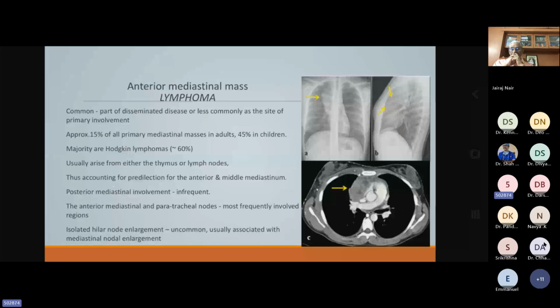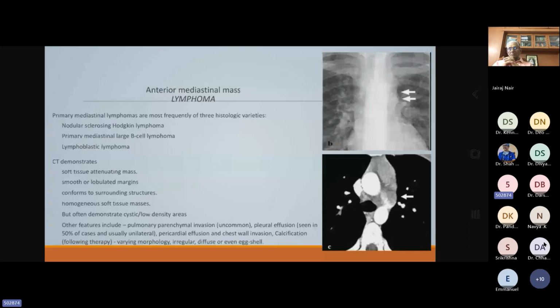Posterior mediastinal involvement is infrequent. The anterior mediastinal and paratracheal nodes are most frequently involved in the case of lymphoma. Isolated hilar node enlargement is uncommon, usually associated with mediastinal nodal enlargement. Primary mediastinal lymphomas are of three histological varieties, including the nodular sclerosing, primary mediastinal large B-cell lymphoma, and lymphoblastic lymphoma.